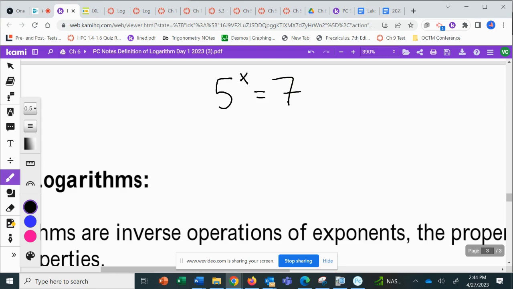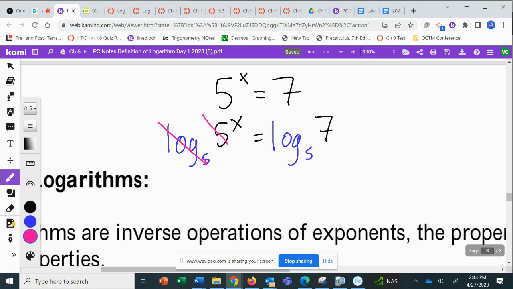I don't have it in front of me, but so 5 to the x equals 7. We need to get x by itself. So what should I do to both sides? Log base 5. We're going to log both sides. We're going to do log base 5 of 5 to the x equals log base 5 of 7.